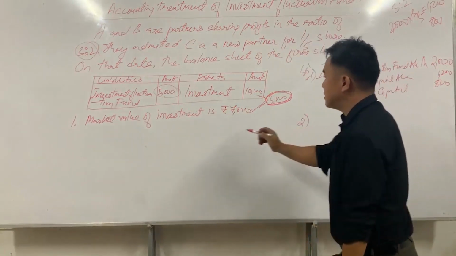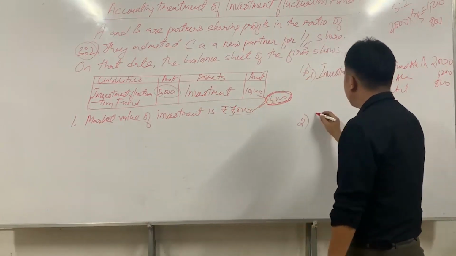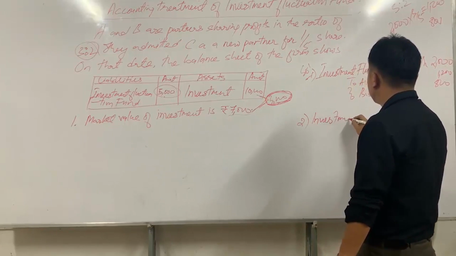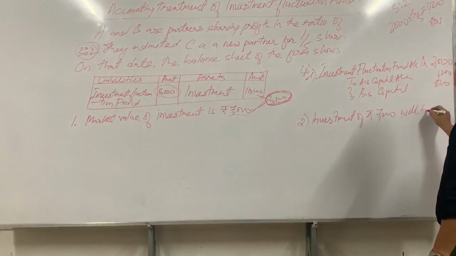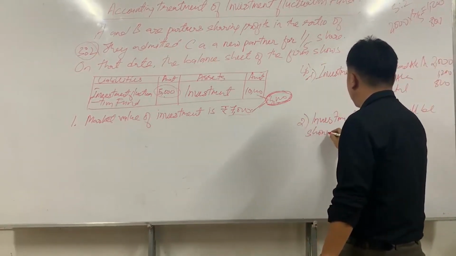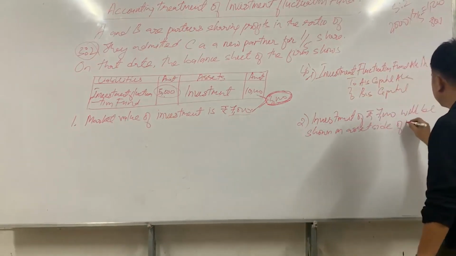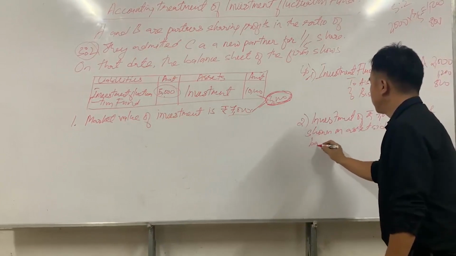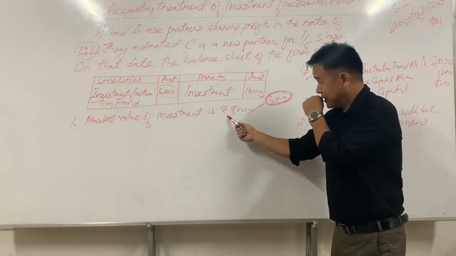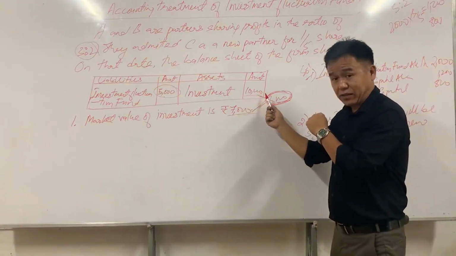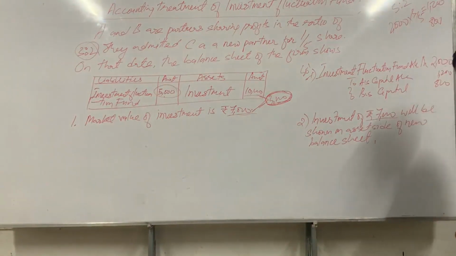Here, since the current value of investment in the market is 7,000, investment of rupees 7,000 will be shown on the asset side of the new balance sheet. Why so? Since current value is 7,000, not 10,000. So in the new balance sheet, the investment value will be 7,000. Is that clear for you?